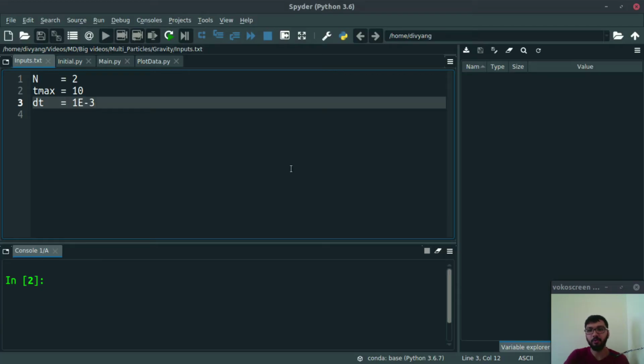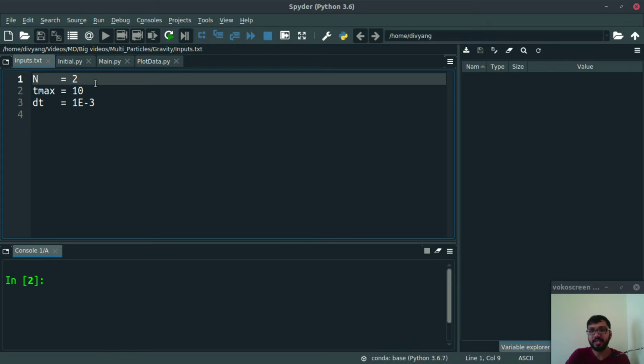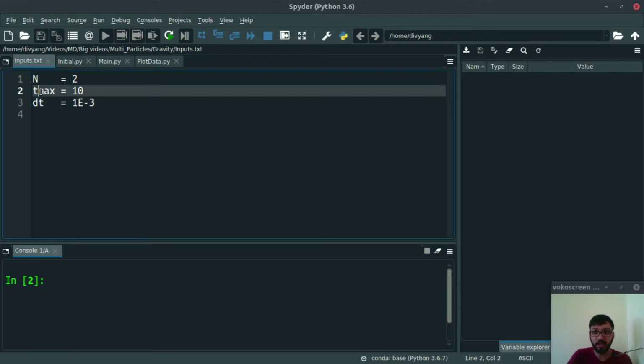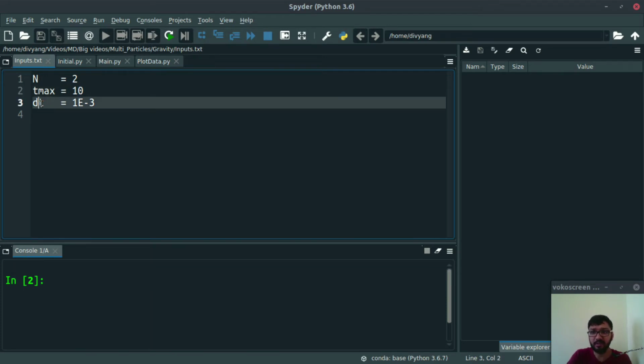So let me go to my Spyder. As I said, the first thing we must do is open our inputs.txt file. In this case, we want to simulate two particles, or say two planets. Then we must write n is equal to 2. We want to run this simulation for 10 normalized units of time. So I'm writing here 10. This is dt, which I am taking as 10 raised to minus 3.